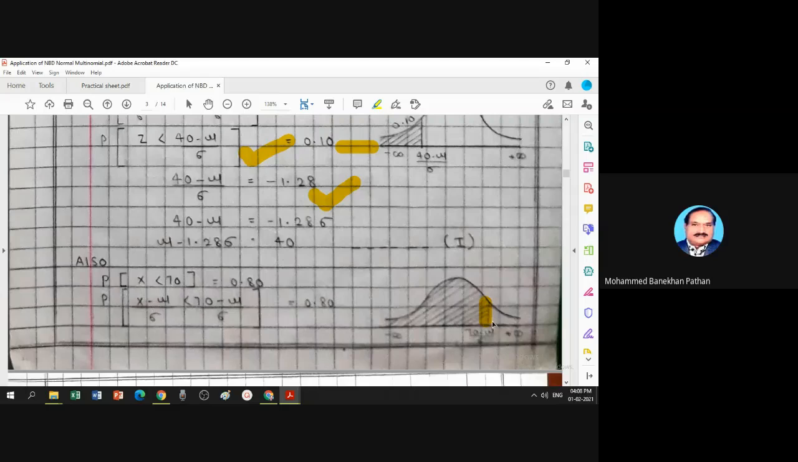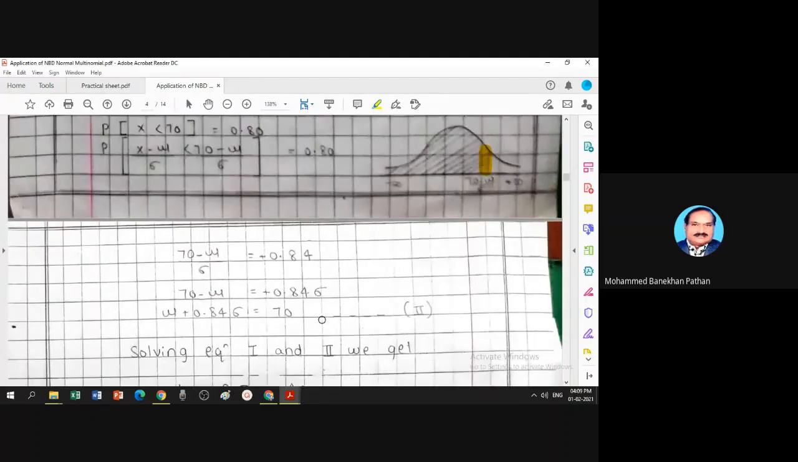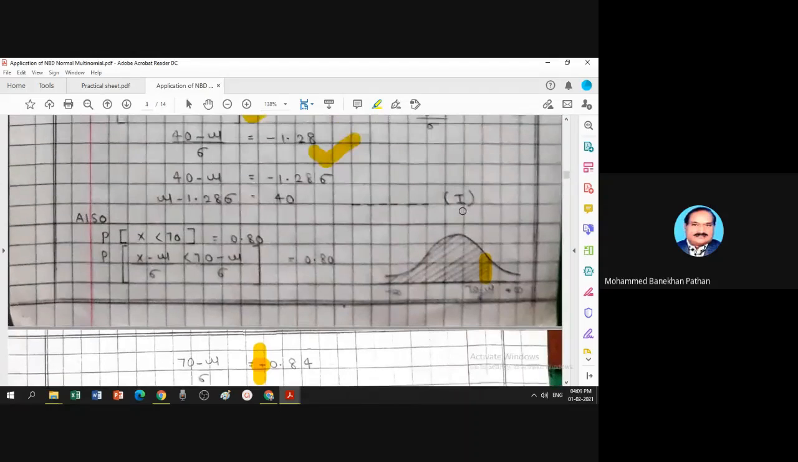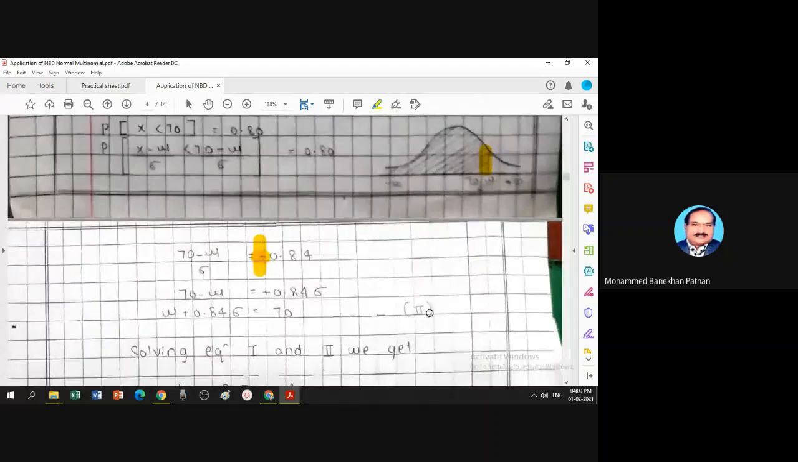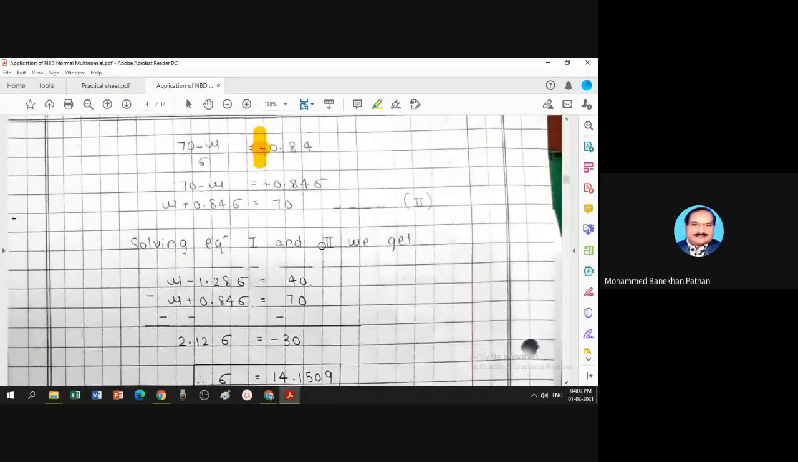That's why here, 70 minus mu by sigma with this much probability will be a positive value. And what is that answer? 70 minus mu by sigma equals plus, not minus, this is a plus sign, 0.84. Now sigma will be multiplied, minus mu will become plus mu. This is equation number 2. Equation 1, equation 2, solve by simple mathematics.